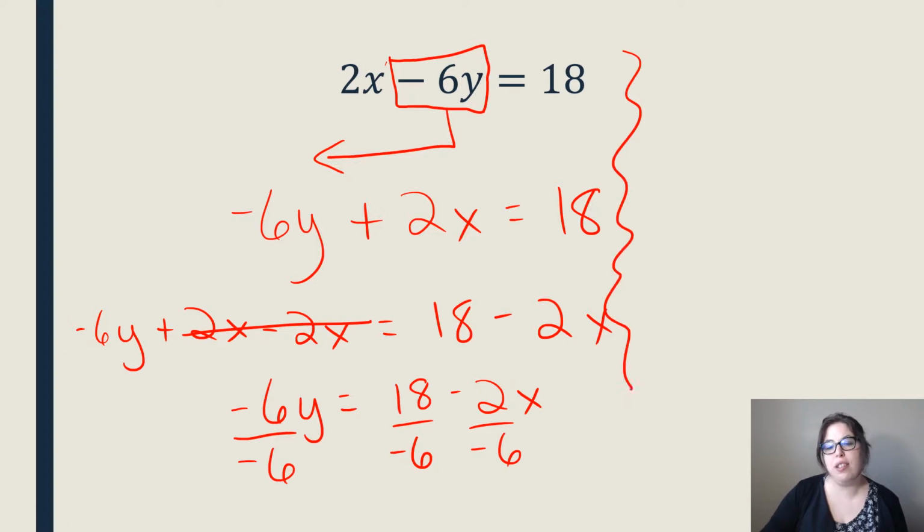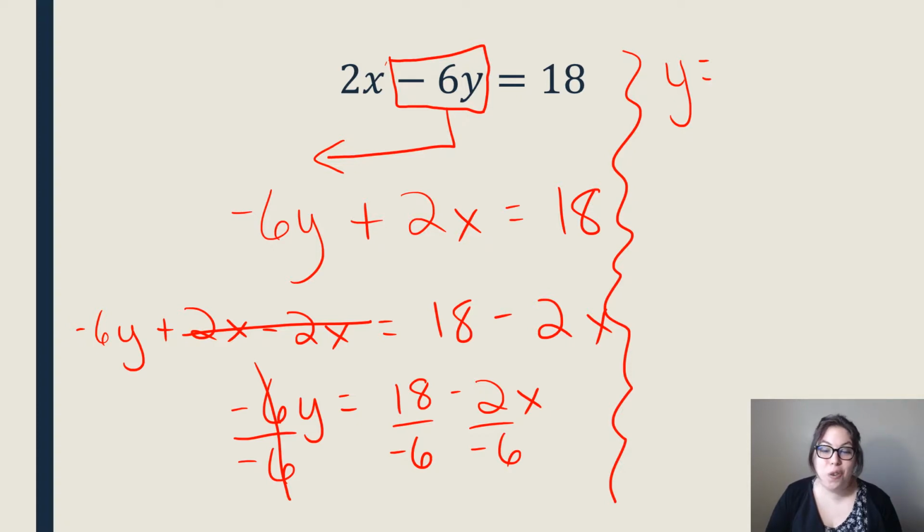Let's give ourselves a little more room. This is going to cancel and just leave me with the y. All right, 6 can go into 18 3 times, but I have a positive and a negative number, so it's going to be a negative 3. A negative and a negative is going to make a positive, and all I can do is reduce this fraction down to 1/3. And there's my equation.